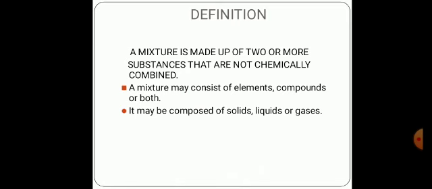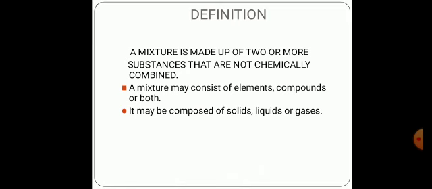So what is a mixture? A mixture consists of two or more substances that are not chemically combined, they are physically combined. A mixture may consist of elements, compounds, or both. It is composed of solids, liquids, or gases. Means a mixture is composed of the three states of matter: solid, liquid, and gas.